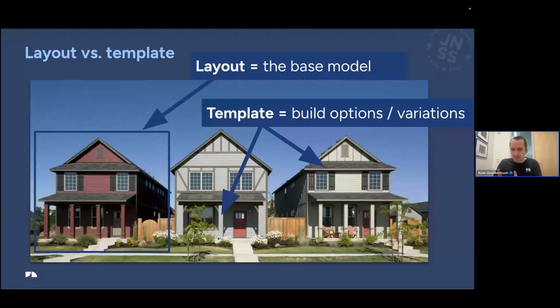I have a limited set of variations. I might have 5 build options. So I have this base model in my spec home, but then I have 5 build options or variations. It might be like, in this example, my number of pillars in the front of the house. I've got a pop out. I've got my fence style, whatever it might be. This is like our layouts and our templates. Our layout is that base model.